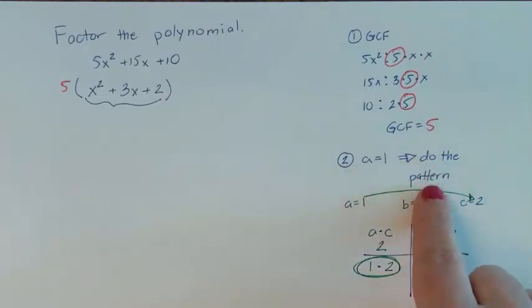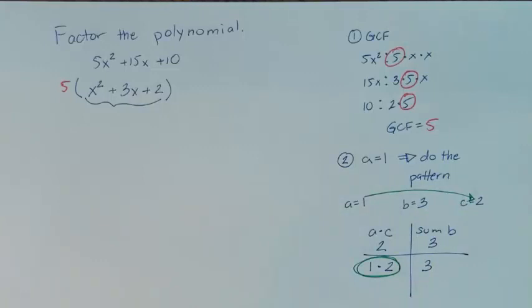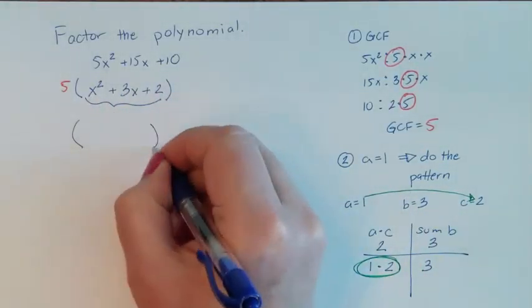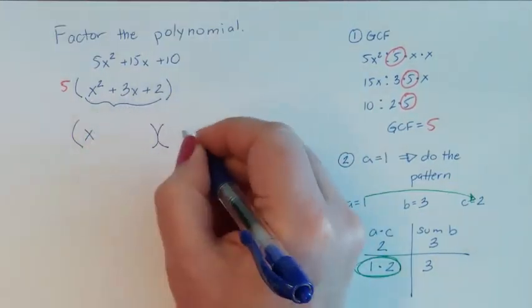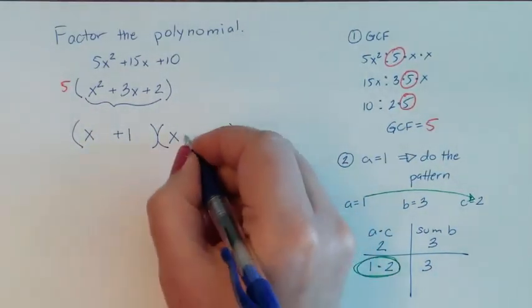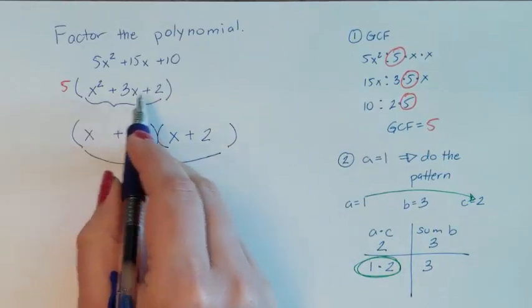Now remember, we're doing the pattern that we noticed. The pattern said we don't have to use the area model anymore. So if I'm factoring this, I now have two parentheses. Since the variables are x's, we have x's in the front. That's a positive 1, and that's a positive 2. These two parentheses are the factors of that.